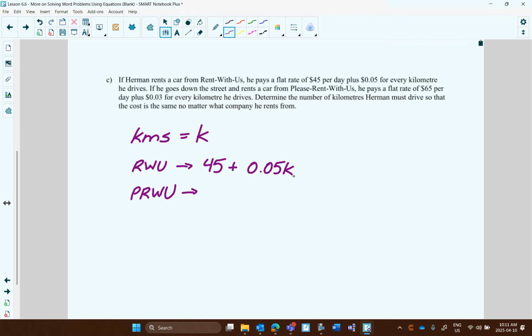Knowing that, can somebody give me an expression for the other one? 65 plus 0.03K. Exactly. He's got to pay $65 right up front, and he's got to pay 3 cents for every K. And notice, because we're in dollar form, we have to write these as decimals. We can't write 5K, because that's pennies.